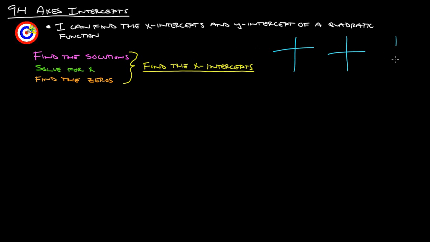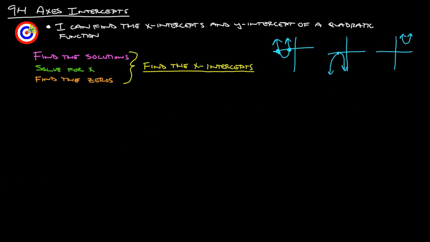So we have three different graphs. Usually you'll get your graph, it'll intersect in two spots. Once in a while it'll hit at just one spot if it just bounces off of the graph, and once in a while it won't hit in any spots. So that would be two solutions, one solution, no solutions.